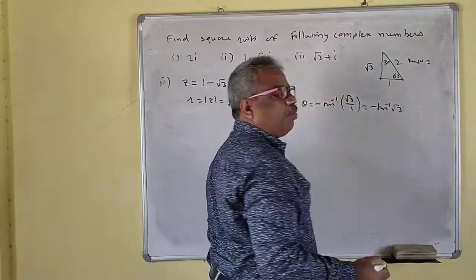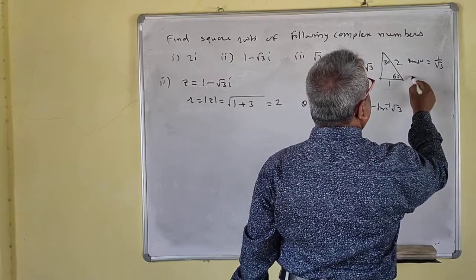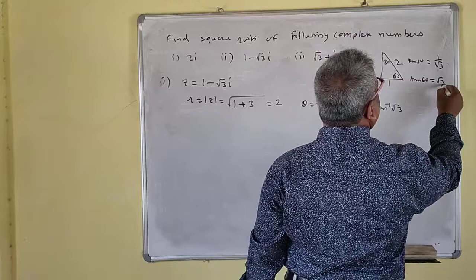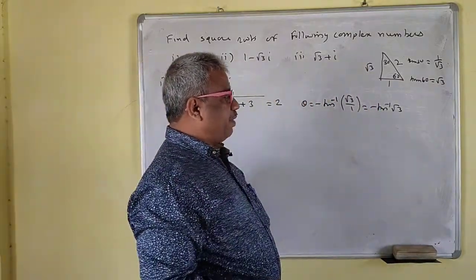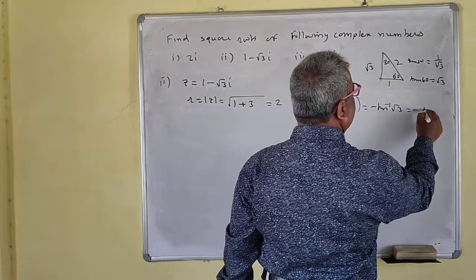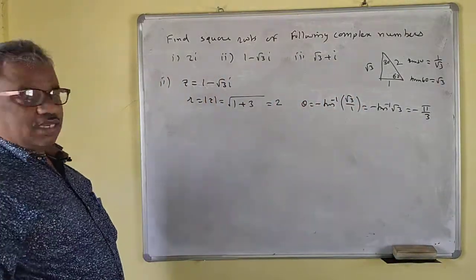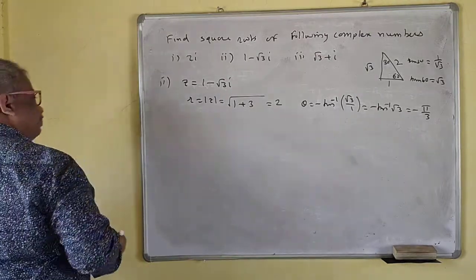Tan 30 is what? Opposite side upon adjacent side, so this will be 1 by root 3. And tan 60 is what? Root 3, opposite side upon adjacent side. So tan 60 means pi by 3, not pi by 6. Pi by 6 means 30 degrees and pi by 3 means 60 degrees. So this is minus pi by 3, which is 60 degrees.